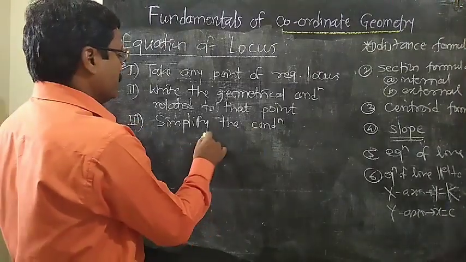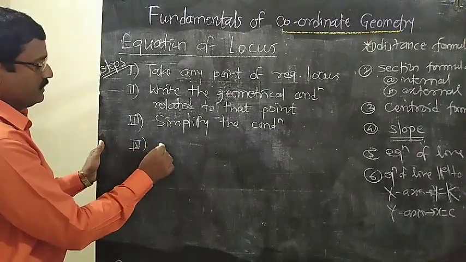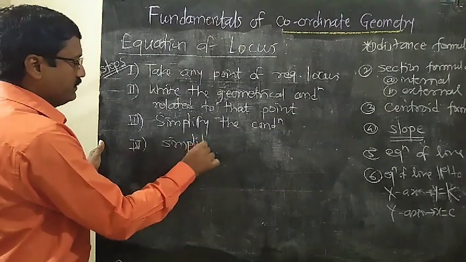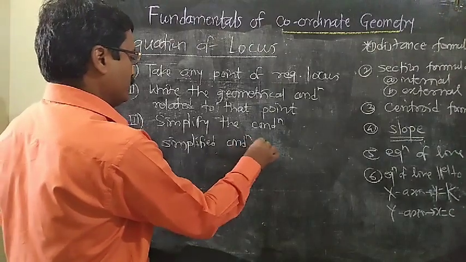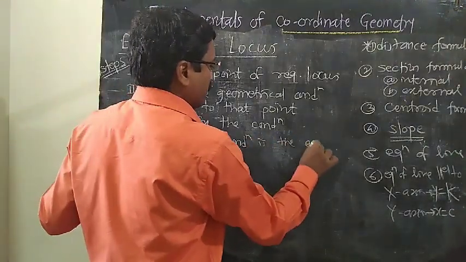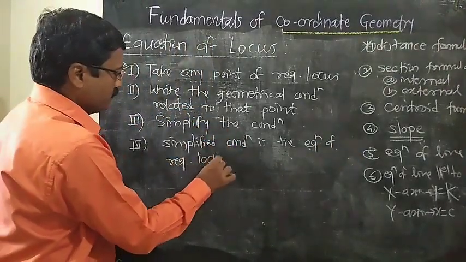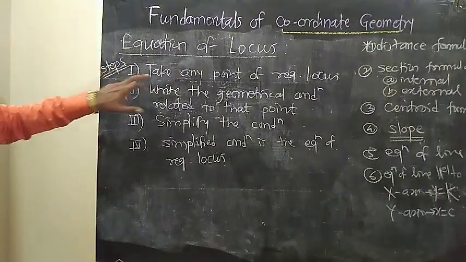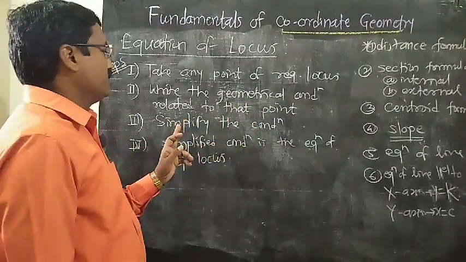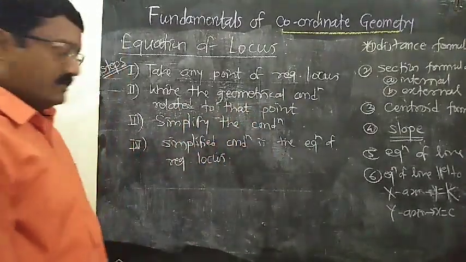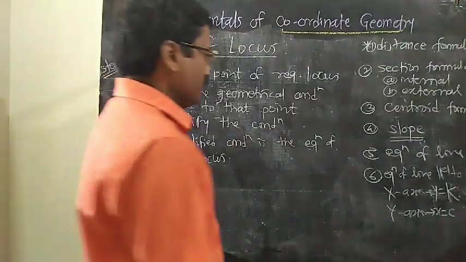Simplify the condition, and this simplified condition is not a step but the concluding one, that simplified condition is the equation of the required locus. So remember these 3 steps. Take any one point of the required locus, write the geometrical condition related to that point, and simplify the condition. That simplified condition is nothing but the equation of the required locus. Let us see one example.